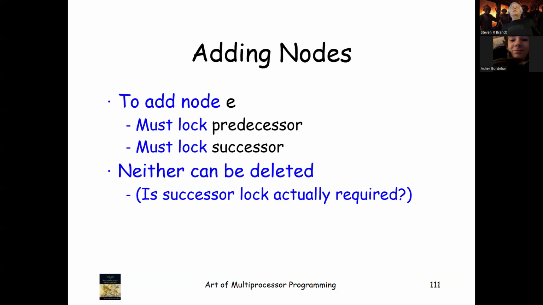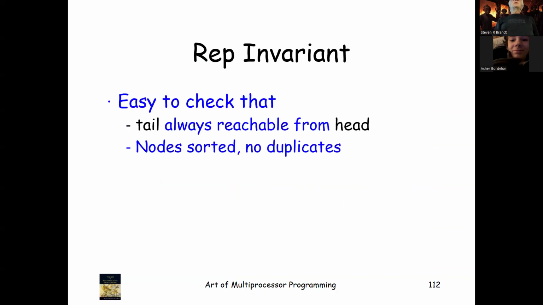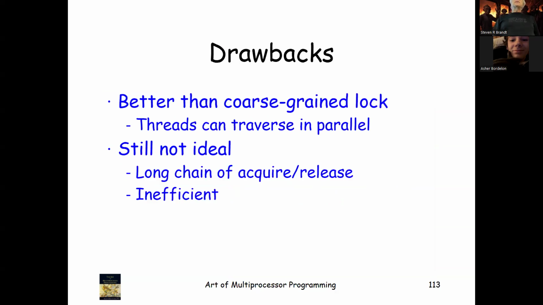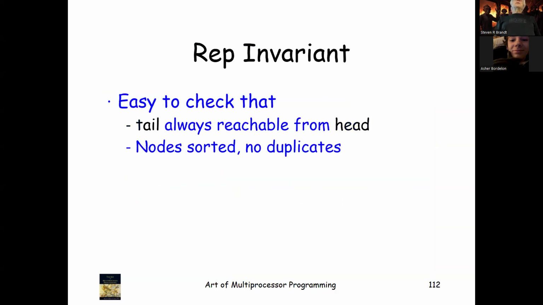And likewise, with adding nodes, we must lock the predecessor and the successor, and neither can be deleted. Okay, so the invariants are easy to check, right? The tail is always reachable from the head, and it's sorted, and there are no duplicates. And that's just a repeat of the invariant.